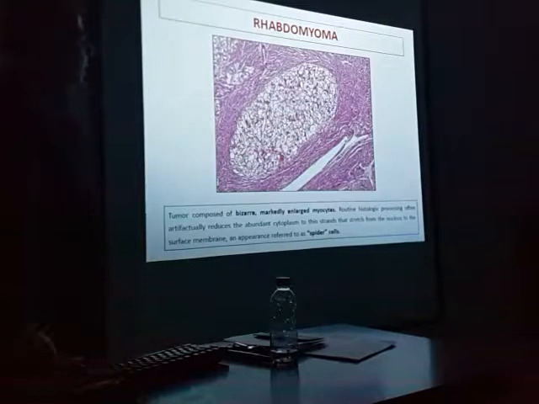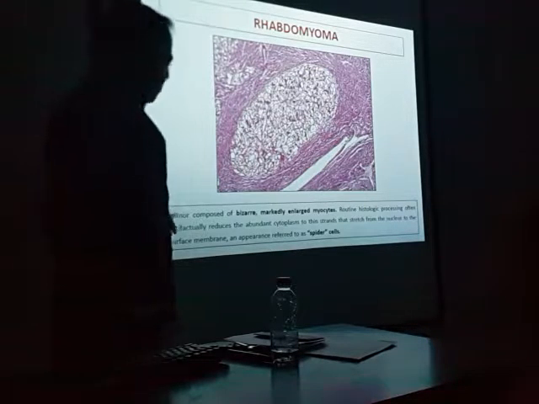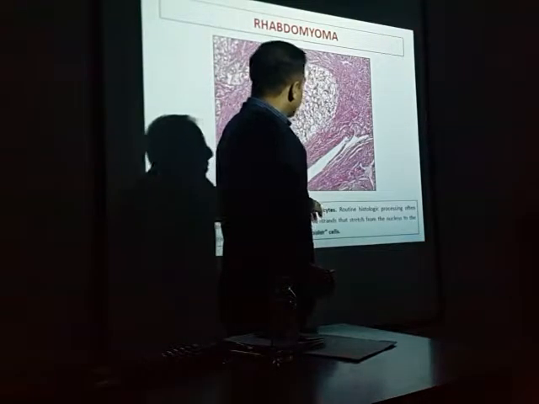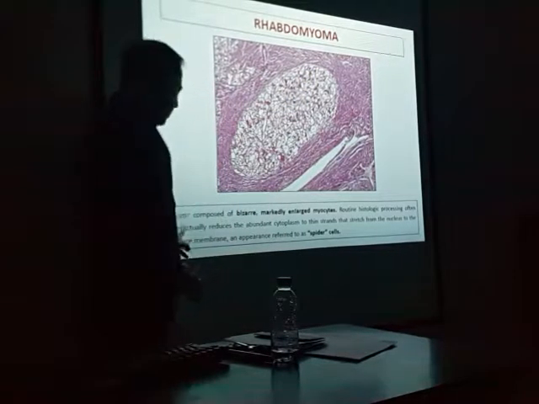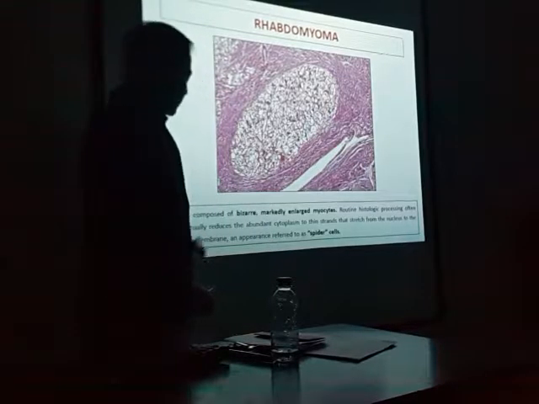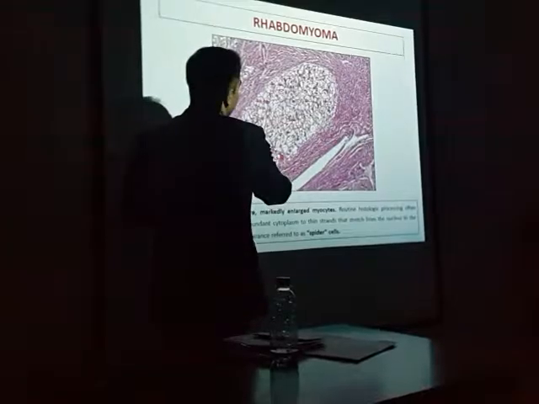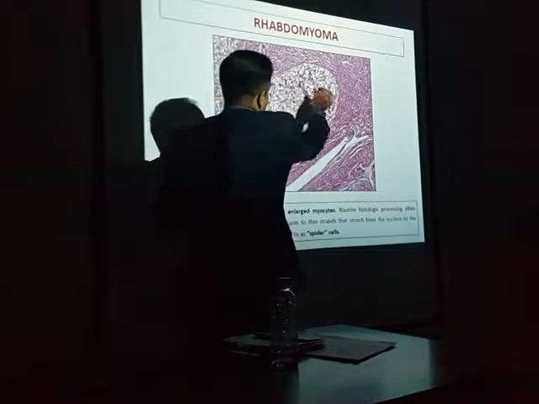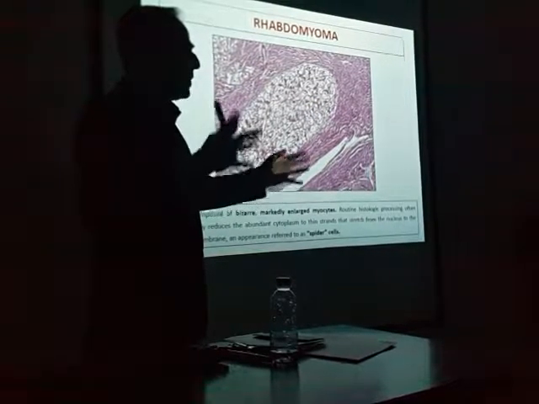So what will you find in this? Nice, beautiful. The tumor is composed of bizarre, markedly enlarged cardiac myocytes. Routine histological processing often artificially reduces the abundant cytoplasm to thin strands that stretch from the nucleus to the surface membrane in a spiral. Okay, you got it? Can you see these cells? This is the cardiac muscle here. These are the tumor cells. The tumor cells resemble spider webs, spider-like.